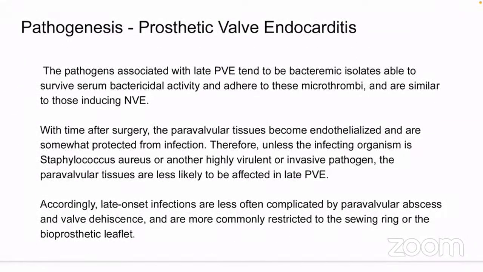So the pathogens associated with late prosthetic valve endocarditis tend to be bacteremic isolates able to survive serum bactericidal activity and adhere to these microthrombi, and are similar to those inducing native valve endocarditis. With time after surgery, the paravalvular tissues become endothelialized and are somewhat protected from infection. Therefore, unless the infecting organism is Staphylococcus aureus or another highly virulent or invasive pathogen, the paravalvular tissues are less likely to be affected in late prosthetic valve endocarditis. So accordingly, late onset infections are less often complicated by paravalvular abscess and valve dehiscence and are more commonly restricted to the sewing ring or the bioprosthetic leaflet.